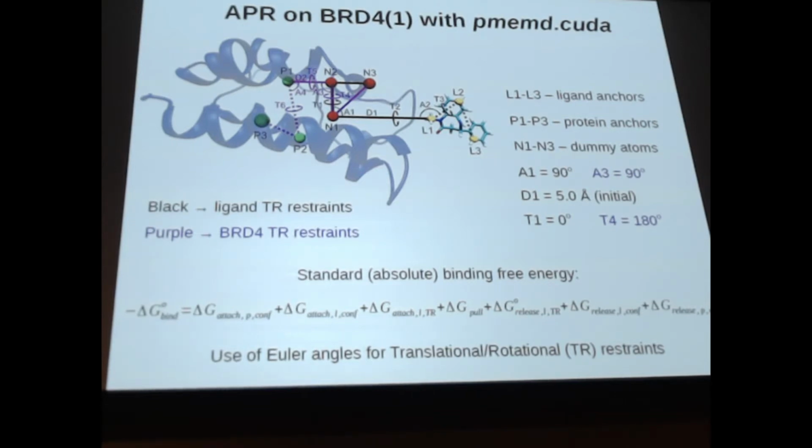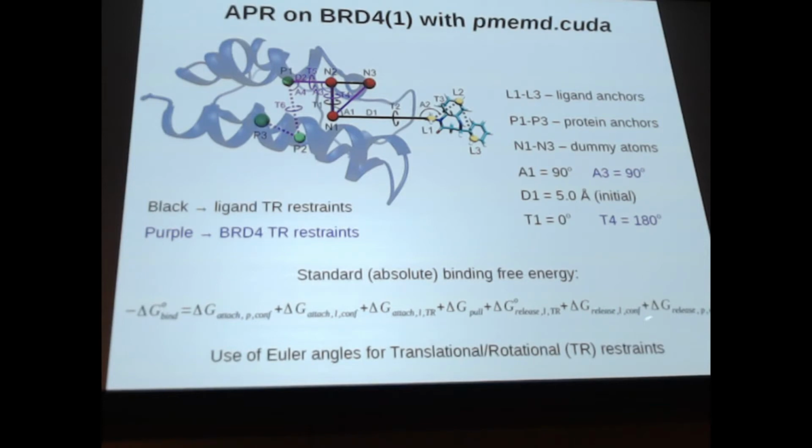because the bulk is isotropic. And then you release the ligand conformation, and then you finally release the protein conformation. So the order is the reverse of when it leaves. When you attach, this one is attached. When you attach this one, these two are attached. When you pull, they're all attached, and then you release them one by one.